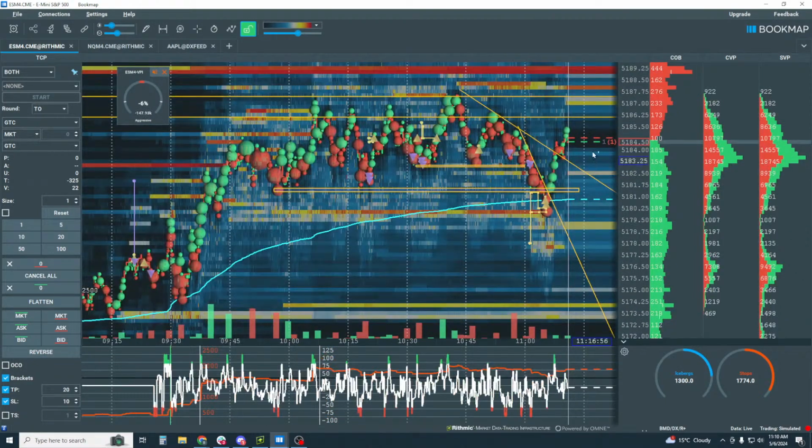Yeah, it does seem like the pullbacks are being bought, even though we see a lot of selling in here. Absolutely. Yeah, I agree with you, Alan.